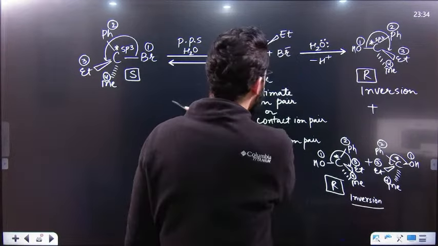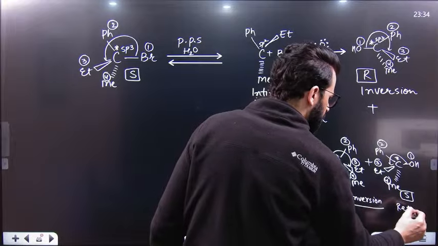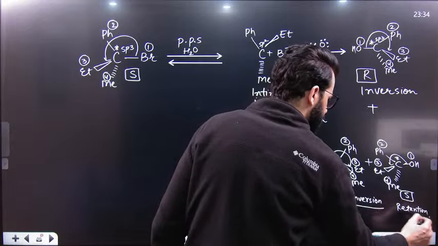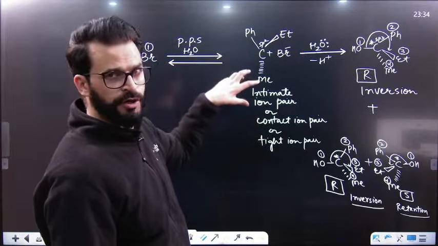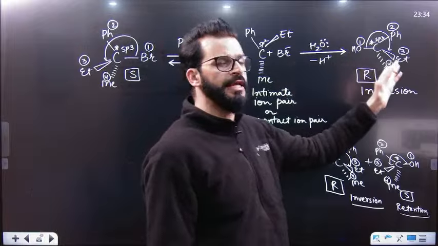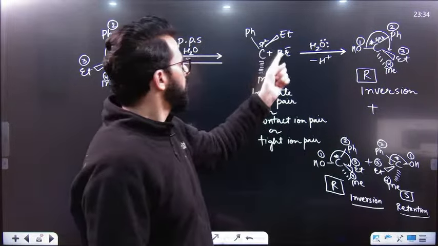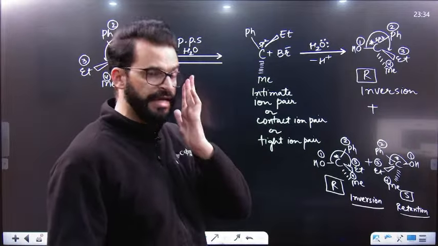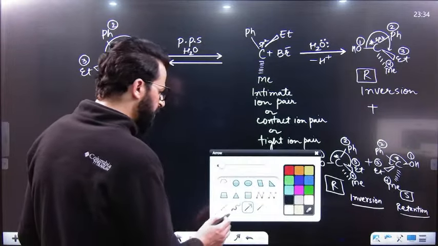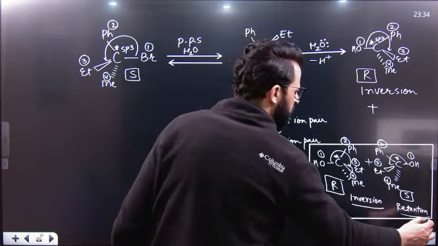Now from S to S, this is what we call retention. Now tell me, my dear lovely students, can I say due to intimate ion pair formation, first only inversion takes place. After some time, when this ion pair becomes solvent separated, then inversion as well as retention takes place. That means both these enantiomers will be formed.